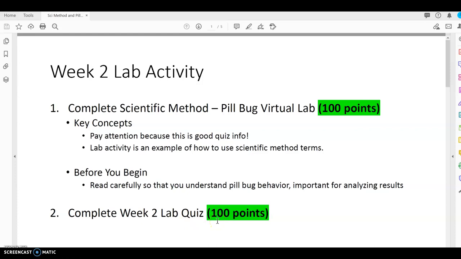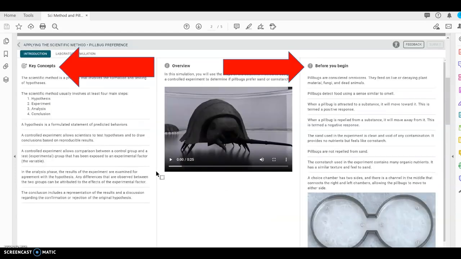On the next slide, I'm going to point out to you the two introductory pieces of information that you should really pay attention to, the key concepts and the before you begin area. So this is a screenshot of the very first page, the introduction of your virtual lab. Here's the key concepts. It's the first little area of the screen all the way to the left. And the reason this information is important is because they define for you some terms that we use when we talk about the scientific method.